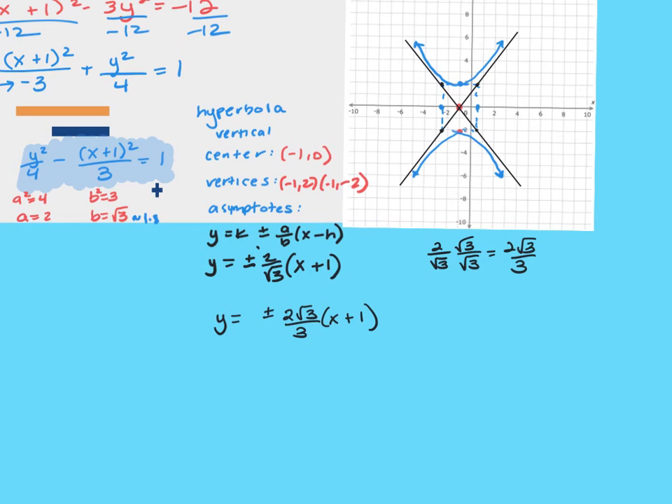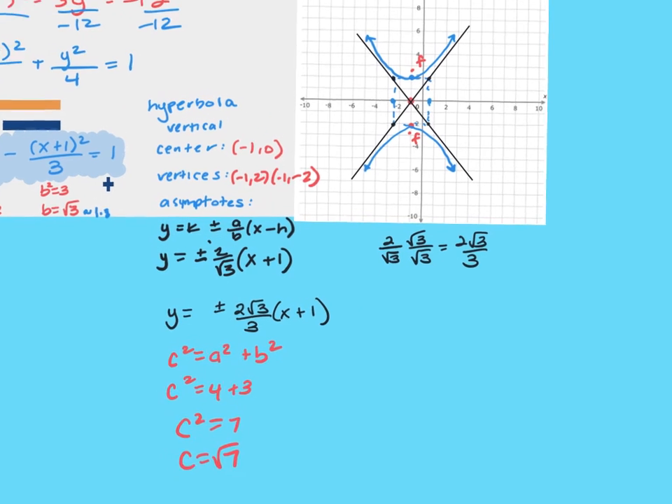So now the last thing I have to find here is c, and this time, because it's a hyperbola, c squared equals a squared plus b squared. So c squared would equal 4 plus 3, c squared would equal 7, and c is the square root of 7. If I was to approximate that, it'd be like 2.8, in between 2 and 3. So it'd be like here and here, which is changing the y.